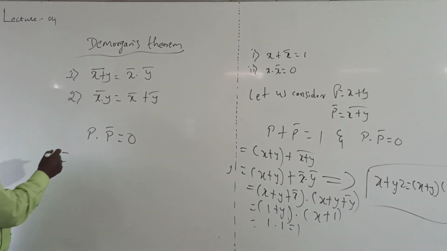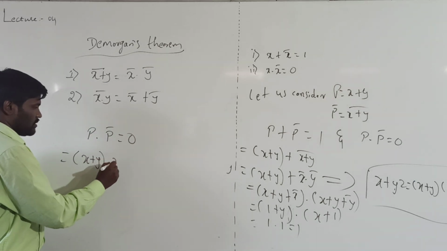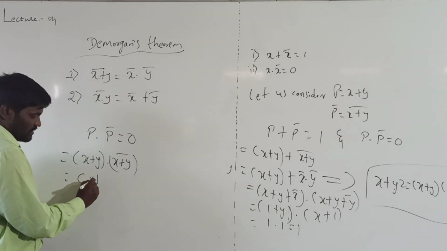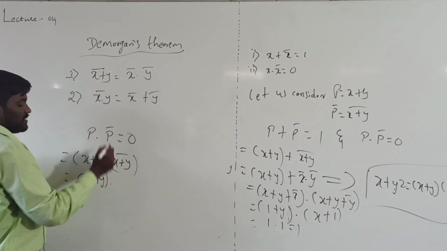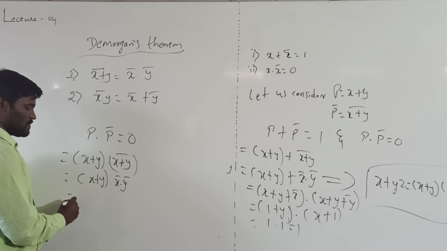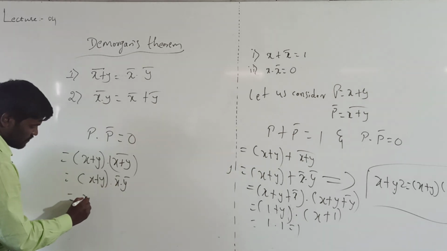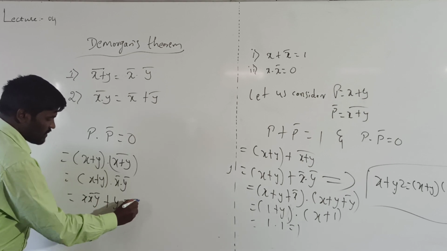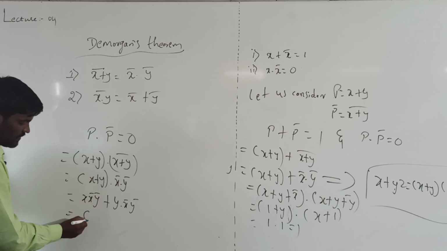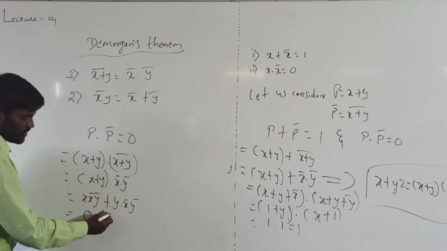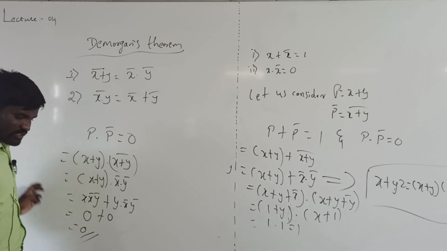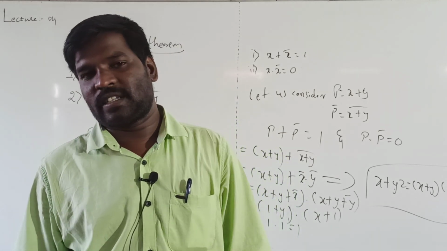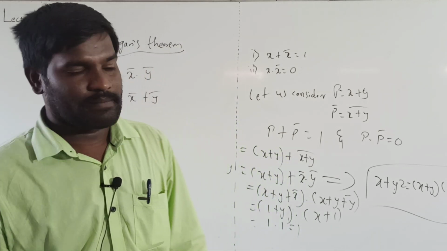Again, same procedure. p is x plus y, into x plus y whole bar, which is x plus y into x bar into y bar. Just I can multiply: x into x bar y bar plus y into x bar y bar. X into x bar is 0, 0 into any variable is 0. In the same way, y into y bar is 0, 0 into x bar is 0. Finally we will get 0. Hence you proved the first law of De Morgan's theorem, or first theorem of De Morgan's. Okay.